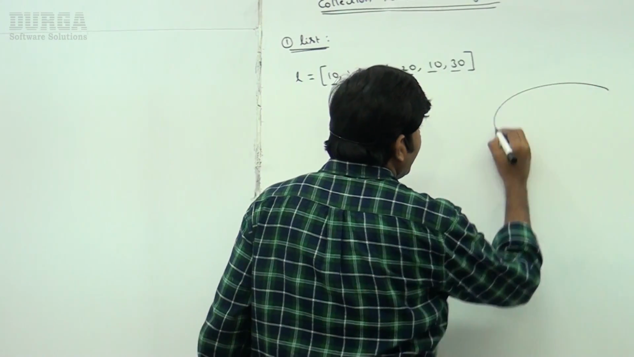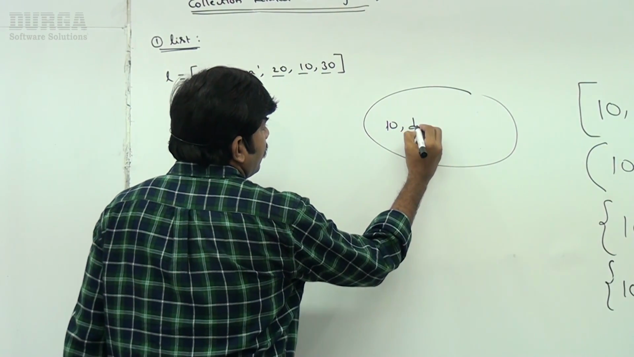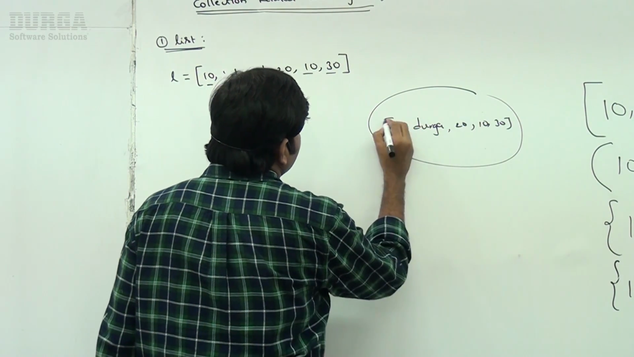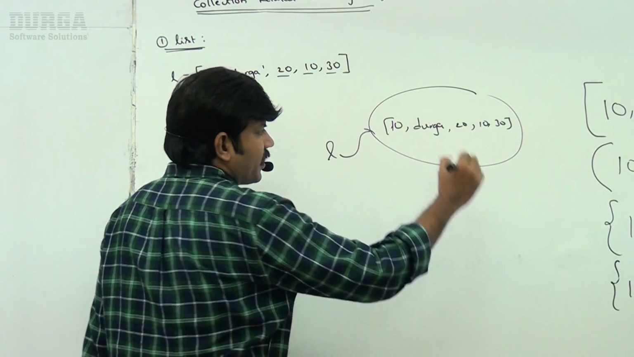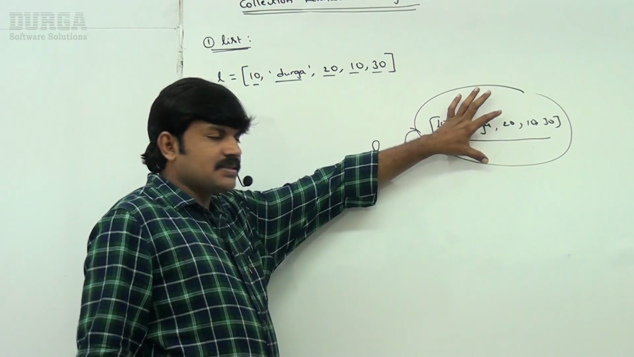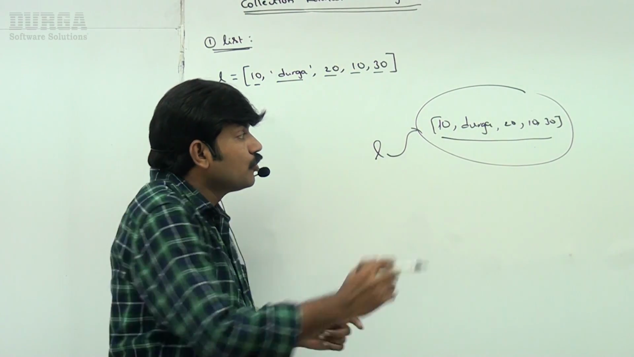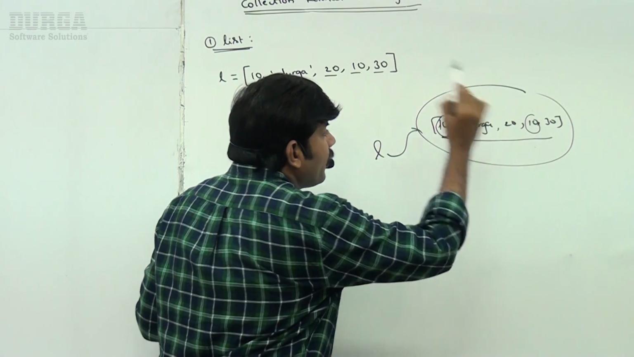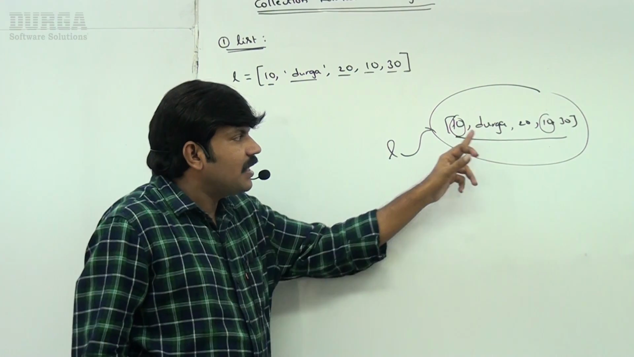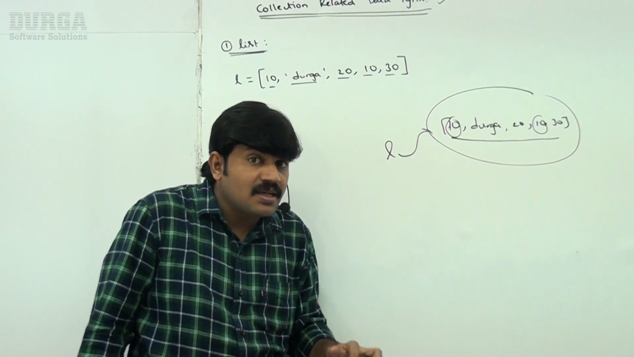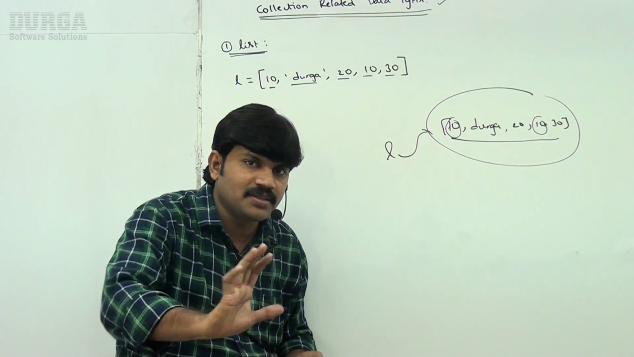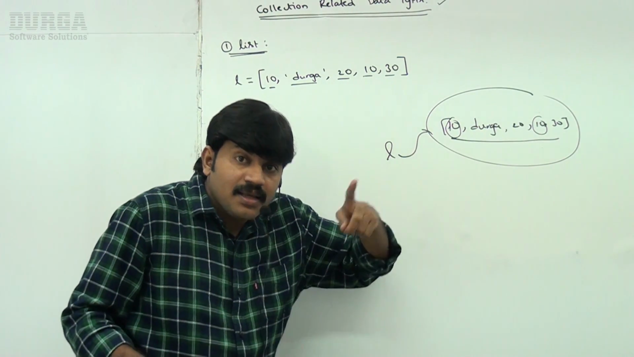Now observe very carefully about this one. 10, Durga, 20, 10, 30, this is the list, right? Now L is the reference variable for this. So if you want to represent a group of objects as a single entity where duplicates are allowed, 10, how many times am I taking? 2 times. So duplicates are allowed. Order is important. What is the meaning of order? I will discuss it, don't worry. Duplicates are allowed, order is important.